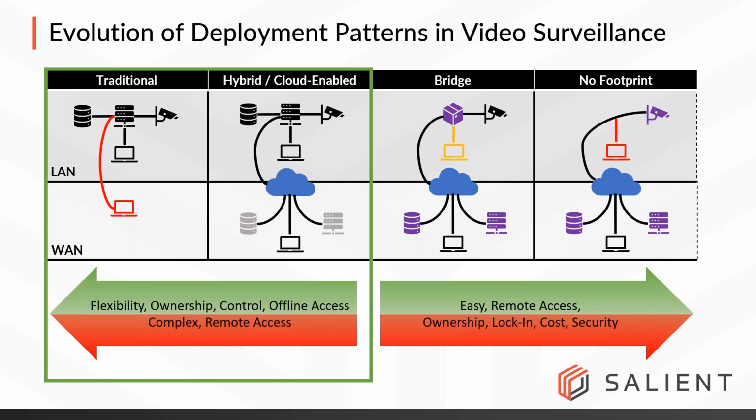but it makes remote access extremely easy. Over time, we might certainly expand our offering, perhaps to have some type of bridge or appliance-based device. And longer term, we might get to some no footprint type of model. But right now, we feel that this hybrid or cloud-enabled deployment model is the most appropriate for Salient Cloud Services.